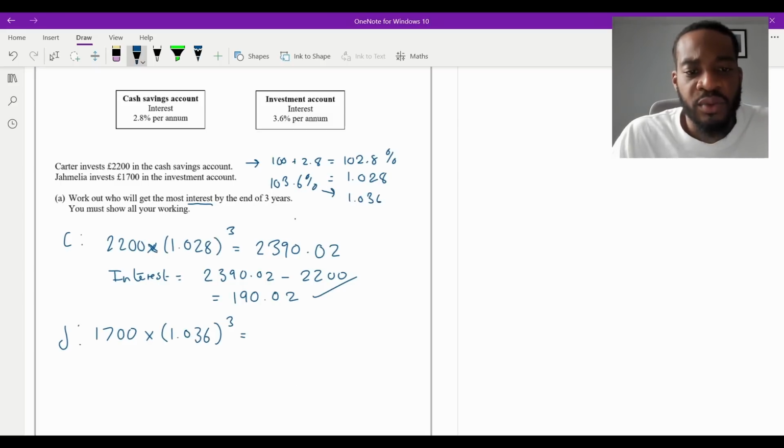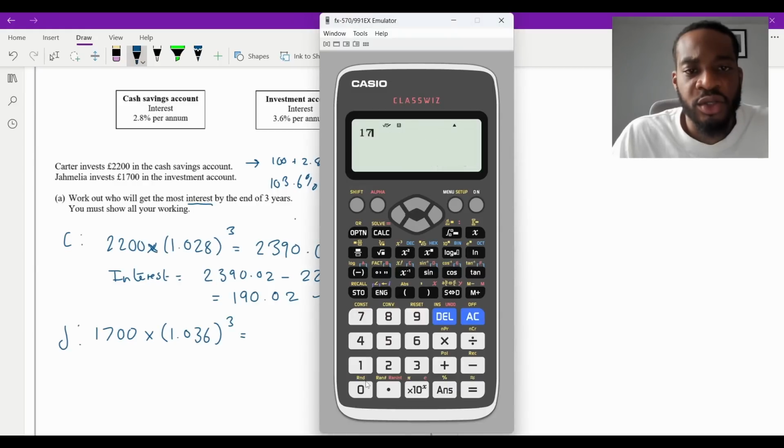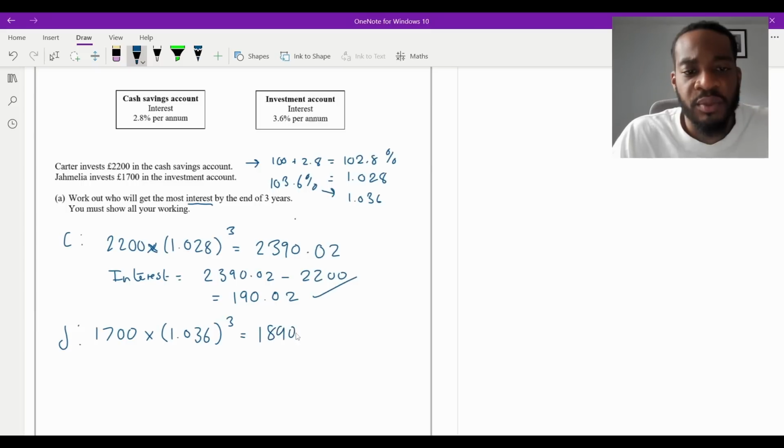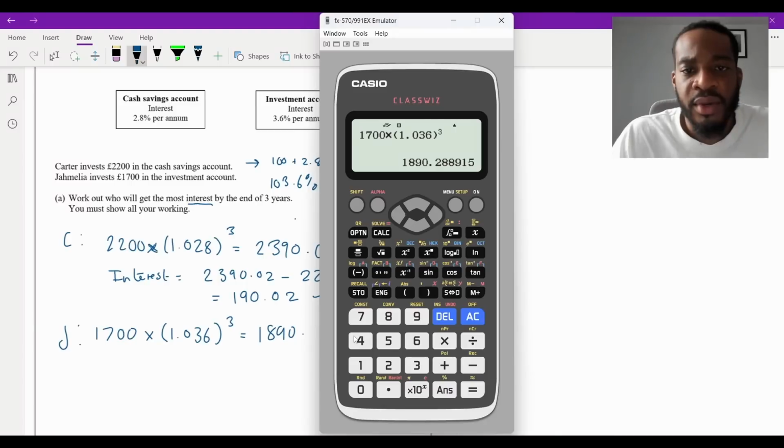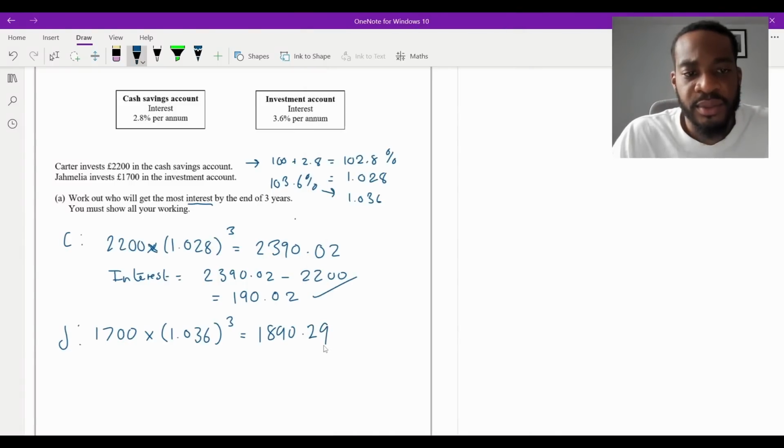And then putting this in, what do we get? It's going to be 1,700 times 1.036 to the power of 3, like that. And then I get this number there, which is going to be 1,890.29, isn't it? 0.29, like that.